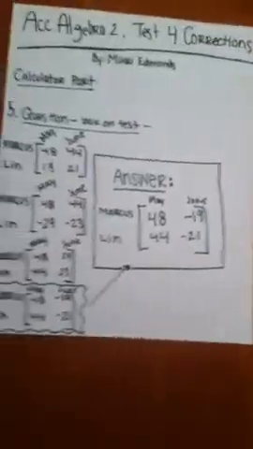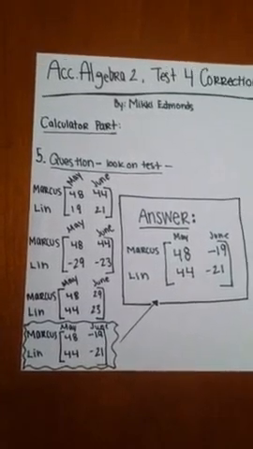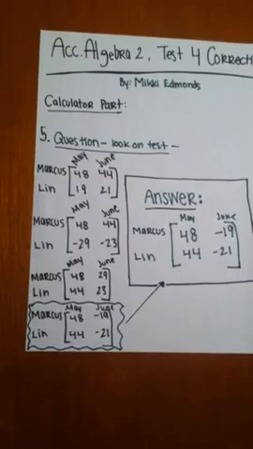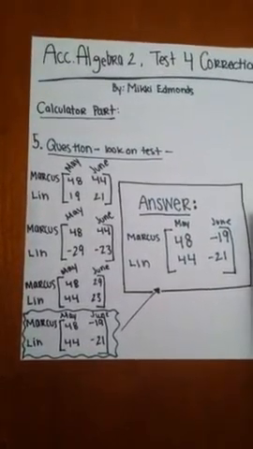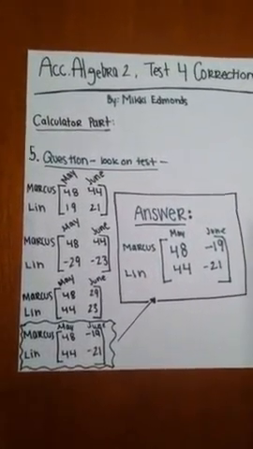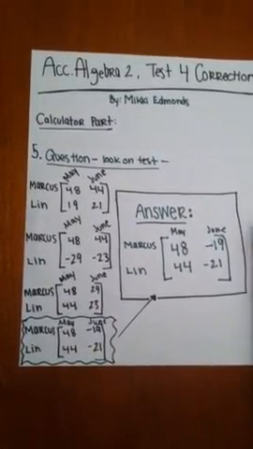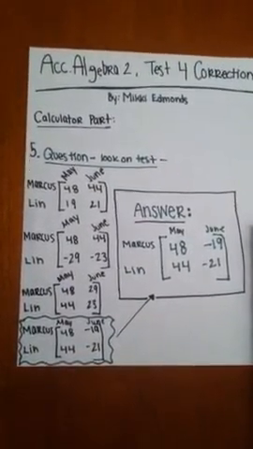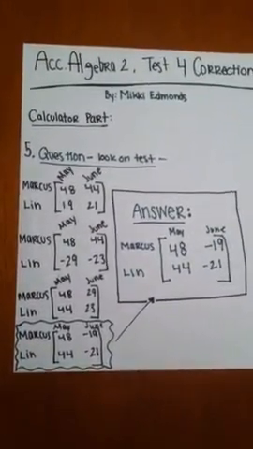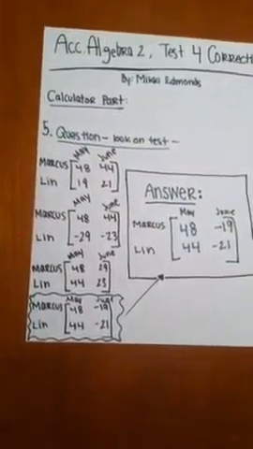The last question I got wrong was on the calculator section of the test, number 5. In May, Marcus bought 48 styrofoam balls and decorated them as toy figurines. In June, he sold 19 of the figurines. In May, Lynn bought 44 styrofoam balls to decorate, and in June, she sold 21 of the figurines. Circle the matrix that represents all of their May purchases and their June sales. On the test, the matrices were listed in this order, but across.